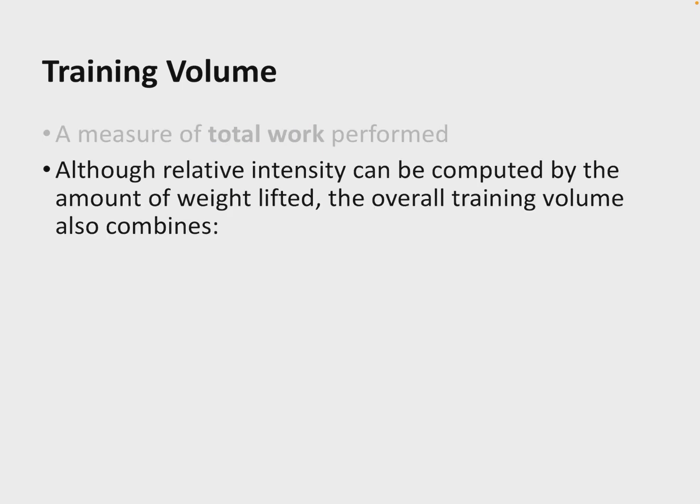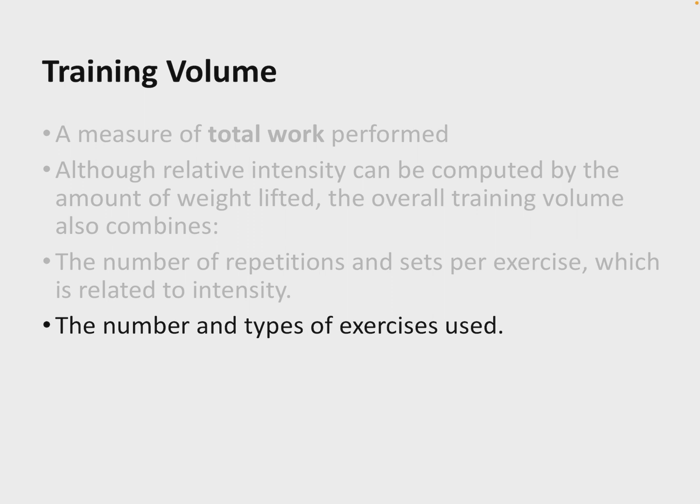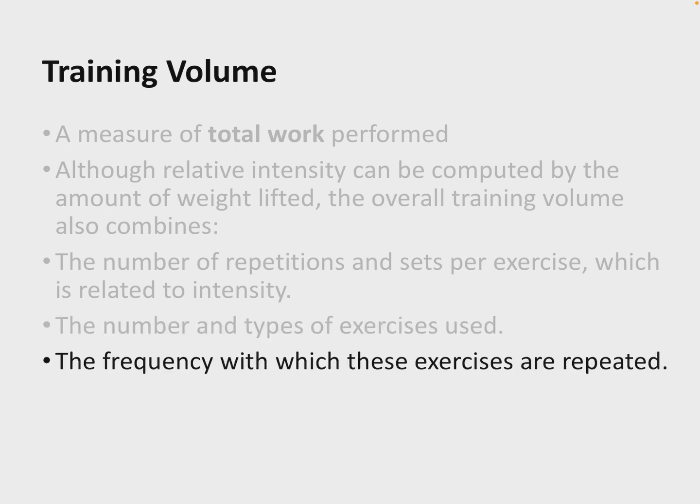And we're going to look at another training variable, in this case training volume. It's a measure of the total work performed. Although relative intensity can be computed by the amount of weight lifted, the overall training volume also combines the number of repetitions and sets per exercise, which is related to intensity, the number and types of exercises used, and the frequency with which these exercises are repeated. So are they repeated once per week, twice per week, 3 times per week? So training volume is always about total work.